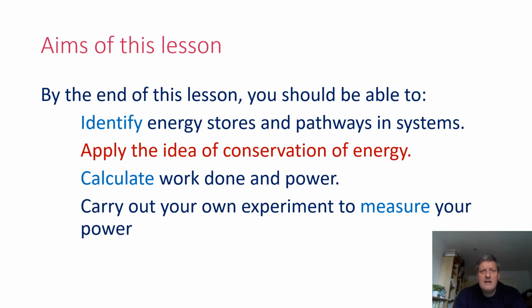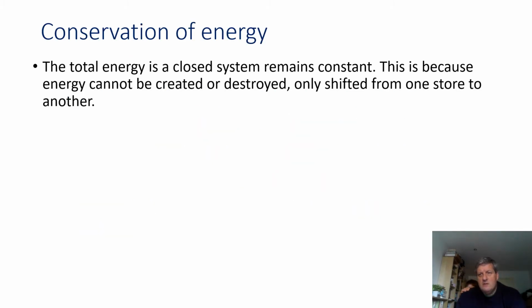The next key idea we're going to look at is applying the idea of conservation of energy. The law of conservation of energy is quite a simple idea. It just says that if you have 3,000 joules of energy to start with, you'll have 3,000 joules afterwards. So long as no energy enters or leaves the system, energy can shift around between stores, and in total you'll always have the same amount of energy that you had to start with.